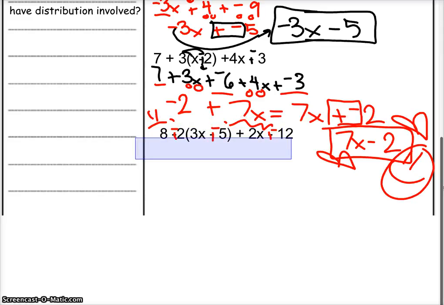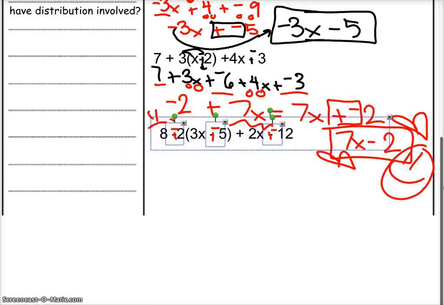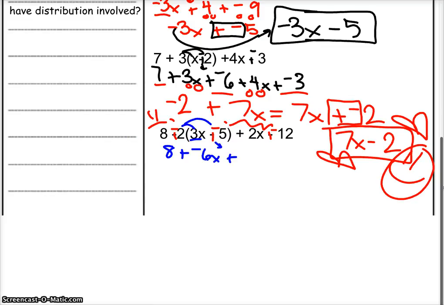Oh, darn it. I want to scoot this down a little bit. Okay, I'll roll with it. Now I'm going to distribute. I'm distributing a negative 2. So 8 plus negative 2 times 3x is a negative 6x plus negative 2 times negative 5 is a positive 10 plus 2x plus a negative 12.